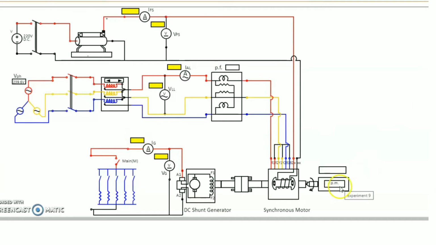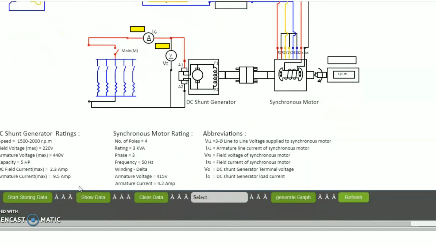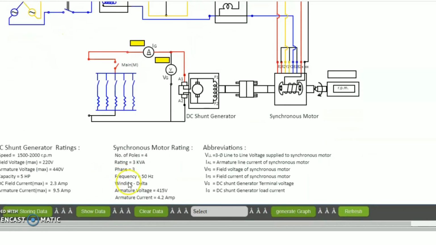This is tachometer. It is used to measure the speed of the synchronous motor. And this is DC shunt generator. It acts as a prime mover to this synchronous motor. And here no loads are connected, hence it is called no load. Here all the rated values are mentioned. The rated armature voltage is equal to 415 volt and then rated armature current is equal to 4.2 amps.